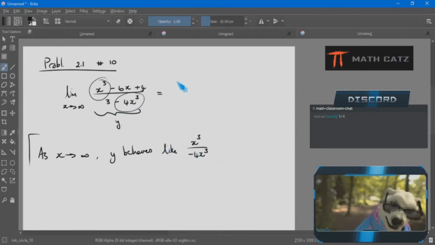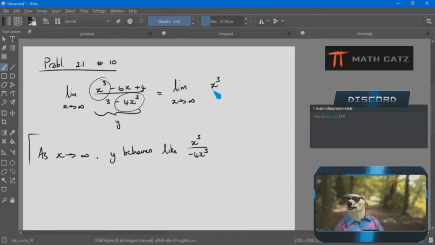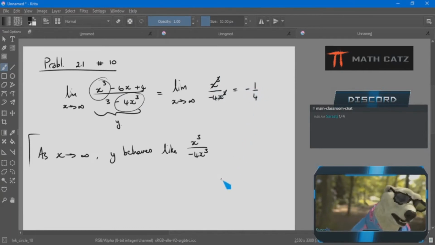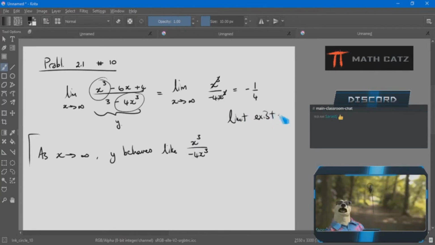Behaves like that. So now this is this exact same sentence. The behavior as x blows up of that function is the same as the behavior of x cubed over negative 4x cubed. I can simplify this, and then I get a negative 1 over 4, which is consistent, which is stable, which is a number. And I can then say the limit exists in this long-term behavior question.